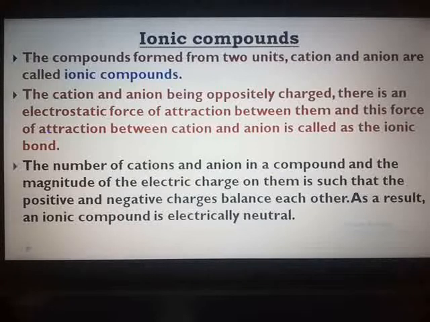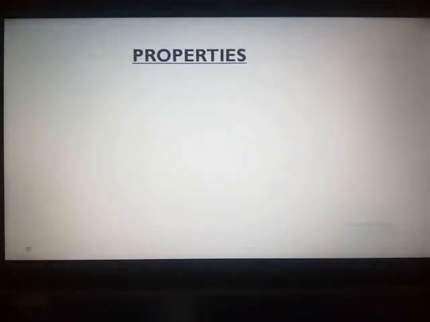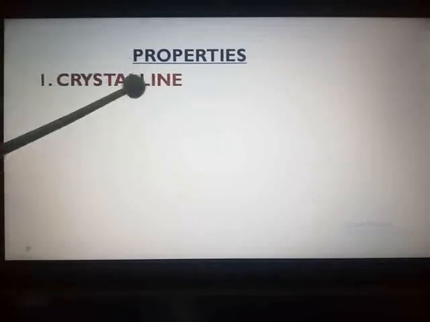Now we will see its other properties. The first is that ionic compounds are crystalline in nature. What do you mean by crystalline? Last year in the 9th standard, chapter number 13, Carbon: an Important Element, there you have studied about the crystalline allotropes. So crystalline means it is present in the form of crystals having a definite arrangement of atoms.